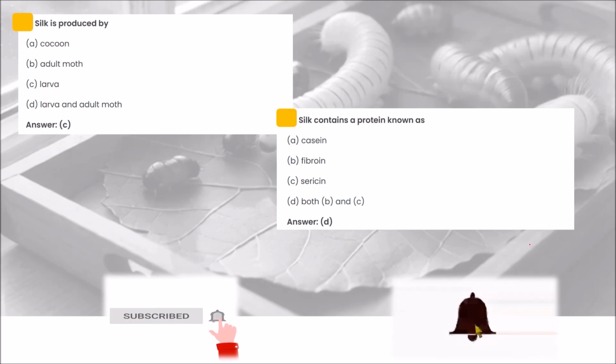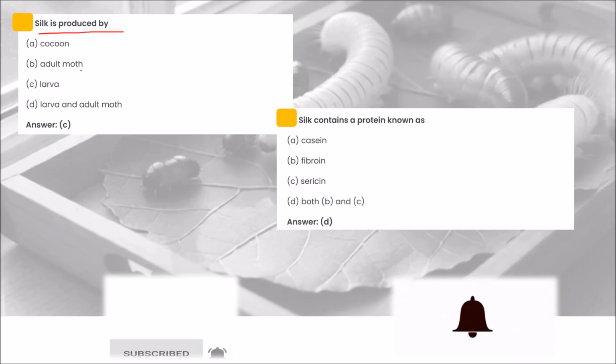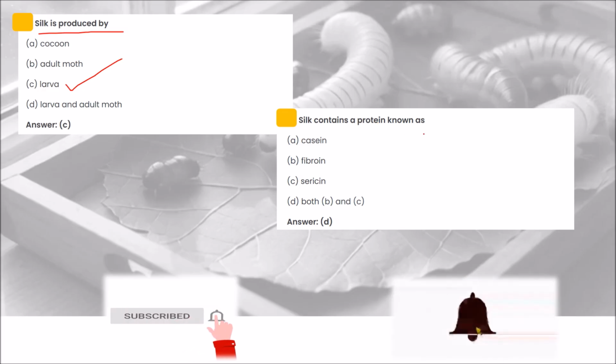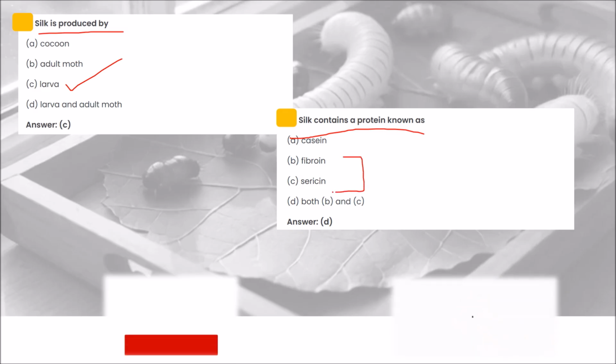Now, leaving you with the last bit of this series with two important questions. One: silk is produced by cocoon, adult moth, larva, or larva and adult moth. The answer is larva. This was asked in one of the important exams in agriculture. Second: silk contains a protein which is called casein, fibroin, sericin, or both sericin and fibroin. The answer is D, both fibroin and sericin.